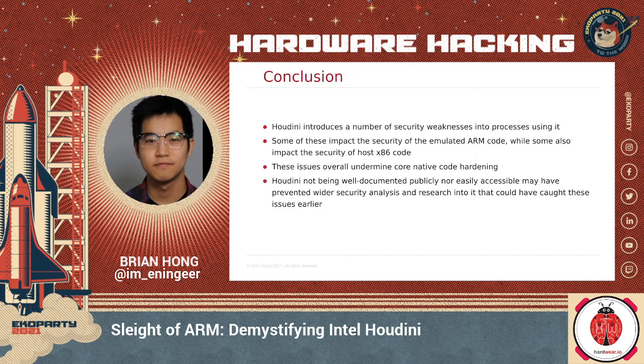So this brings us to our conclusion. Houdini introduces a number of security weaknesses into processes using it. They weaken both the security of the ARM and the x86 code. And I think that the fact that Houdini is not well documented publicly nor easily accessible has something to do with these issues, which could have been found earlier through research.